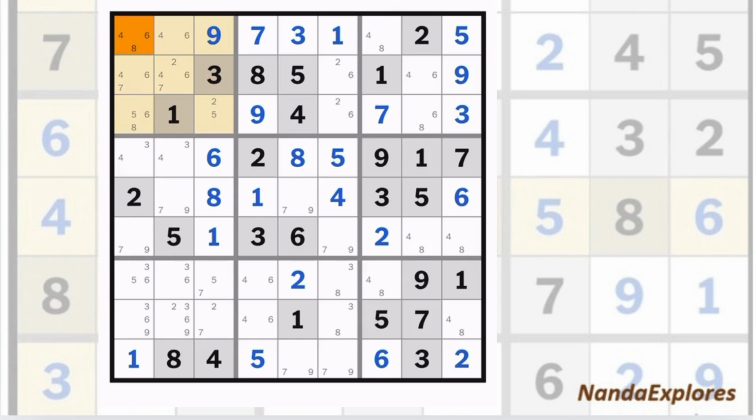We have a 1 2, then there are 2 cells, 3 cells where 3 is required, then 4 5, and then 6 is required, 7 is there in two cells, then 8 is required in 2 cells, and then 9. So 9 is required in 2 cells.